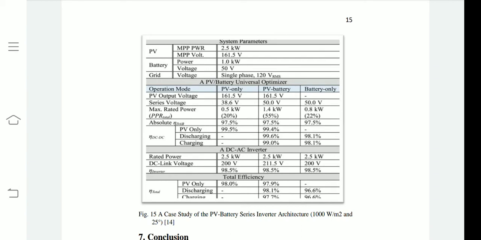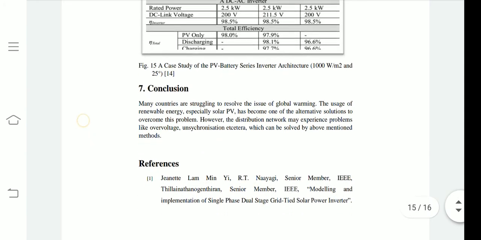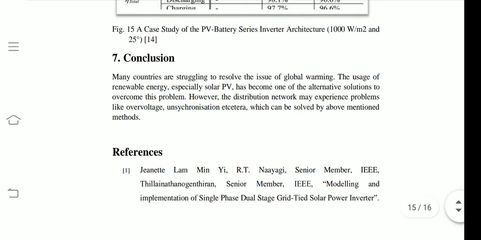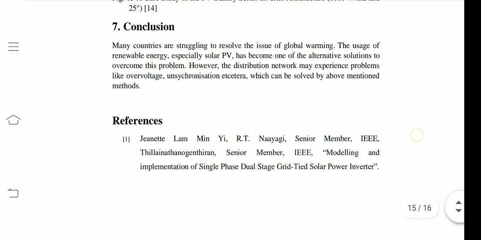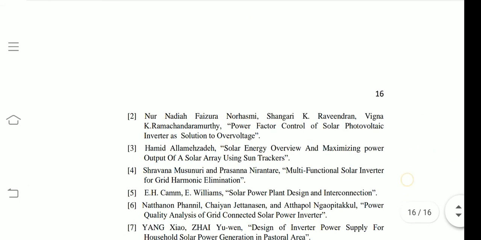Now the conclusion. Many countries are struggling to resolve the issue of global warming. The use of renewable energy, especially solar PV, has become one of the alternative solutions to overcome this problem. However, the distribution network may experience problems like overvoltage and unsynchronization, which can be solved by the above mentioned methods. And these are the following references from where we have taken help to make this research paper.